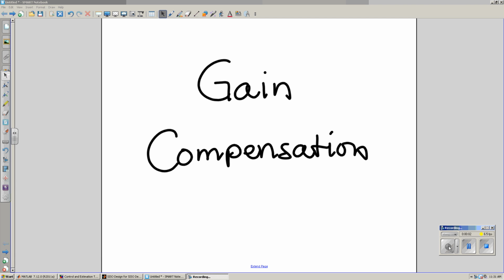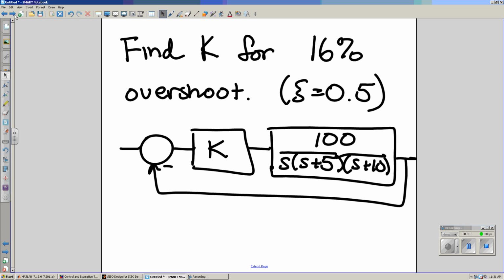Now that we can sketch a root locus plot, let's look at designing a feedback gain compensator for a specific response. As an example, suppose I've got the following cubic system. I want to find the gain k that results in 16% overshoot for the step response. Or in other words, find k so that the damping ratio is 0.5.